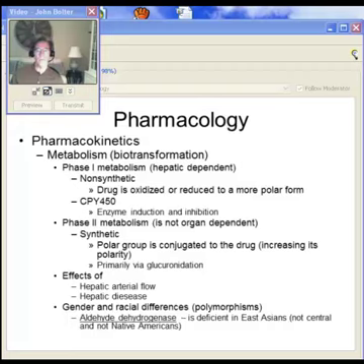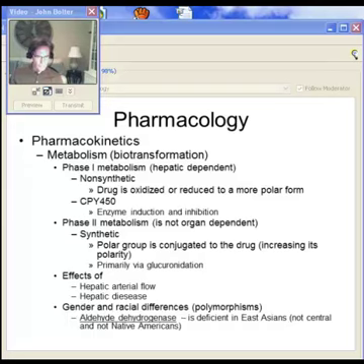In phase 2, the metabolism is synthetic. You're adding a polar group, or it's conjugated to a drug. Something's conjugated to the drug to make it more polar. Why do we do that? And it's usually via the glucuronidation system. And we do that so that we can pee these things out, so to speak, get rid of them. Excretion, exactly.